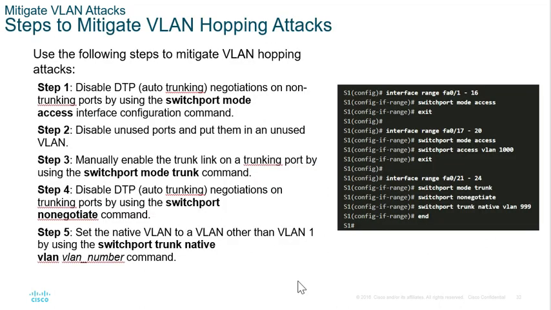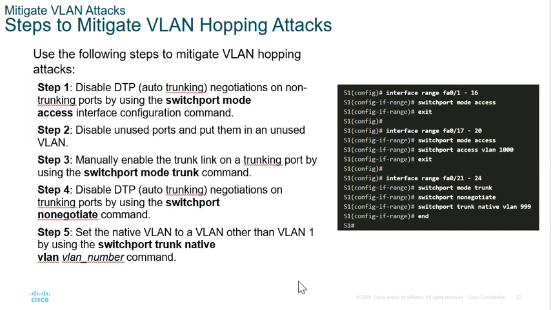So how do we want to prevent this VLAN hopping attack? Satu, kita dah tahu tadi dia datang daripada DTP messages. Jadi kita pun boleh disable DTP. Kita tak mahu supaya switch dengan switch negotiate trunking, so we put switchport nonegotiate.